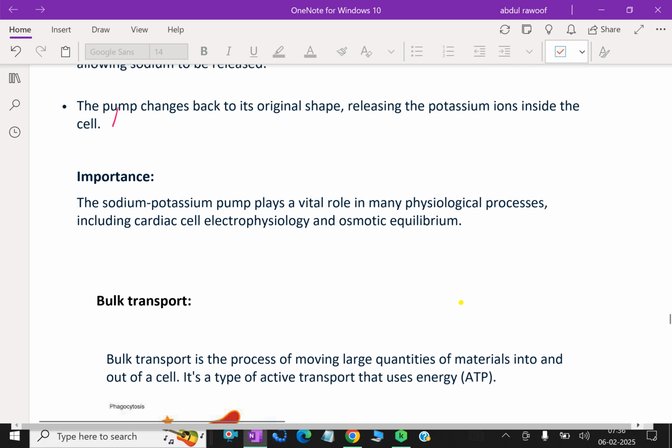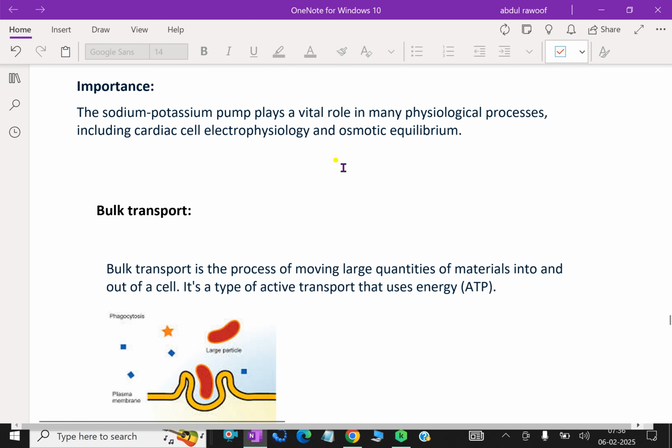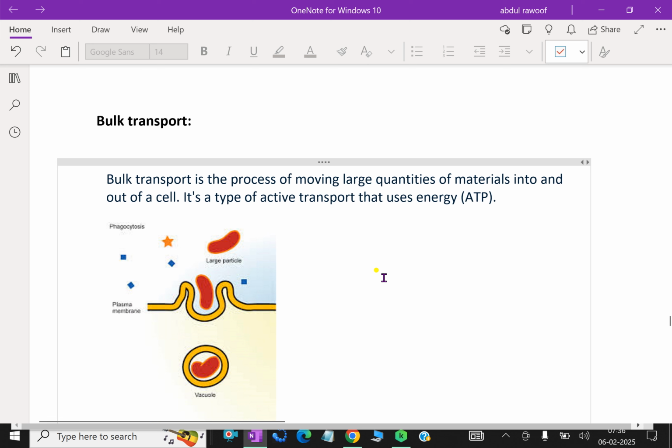The importance of this: the sodium potassium pump plays a vital role in many physiological processes, including cardiac cell electrophysiology and osmotic equilibrium. Then, what is bulk transport? Transfer of particles too large to cross cell membranes occurs by pinocytosis, cell drinking. These particles are engulfed by extensions of the cytoplasm. Extrusion of materials by the reverse process through the plasma membrane is called exocytosis.